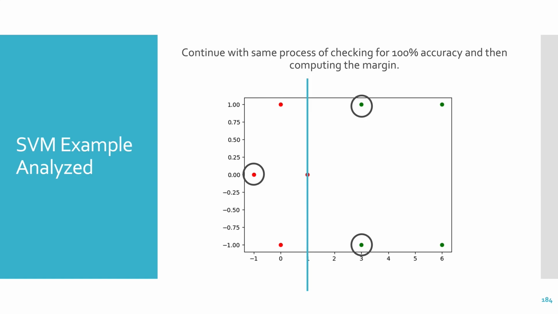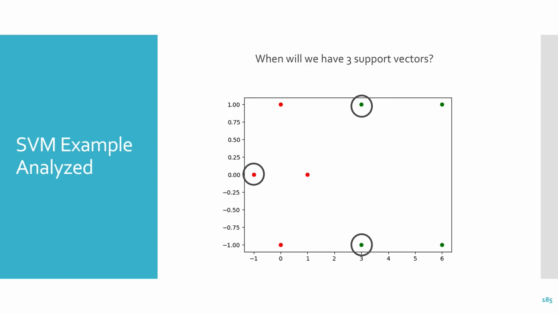We want to continue the same process when we use three support vectors, checking for 100% accuracy and then computing the margin. When will we have three support vectors instead of two? You want to look for a situation where the negative class, or sometimes the positive class, depending on what you're working with, the point that's by itself, when you draw the direction of w, it hits a line that connects the two points from the other class.